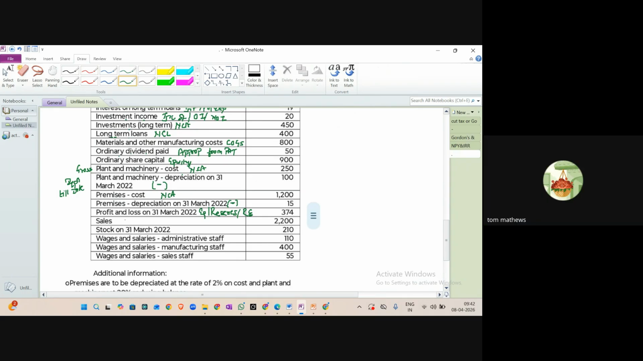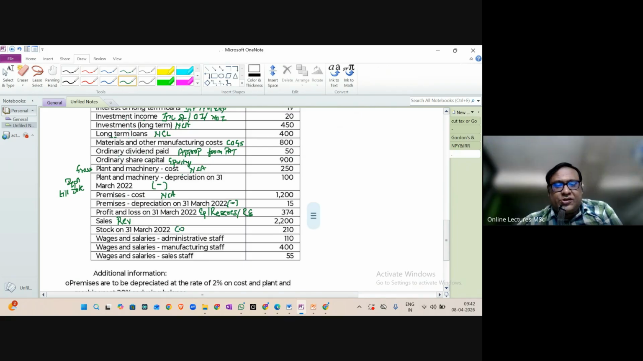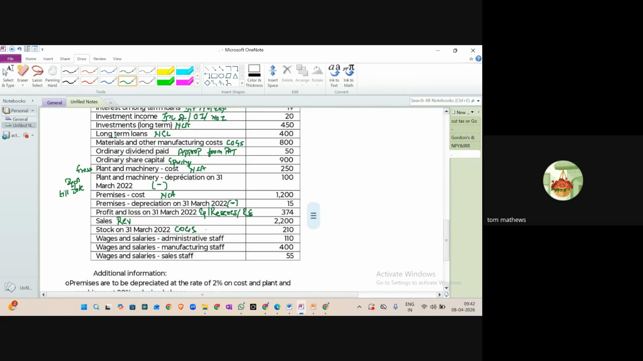Yes, sir. Sales is the top line. Very good. Revenue. Stock on hand is inventory, that is COGS. COGS, that's opening inventory. Yeah. Wages and salaries will go in gross profit.